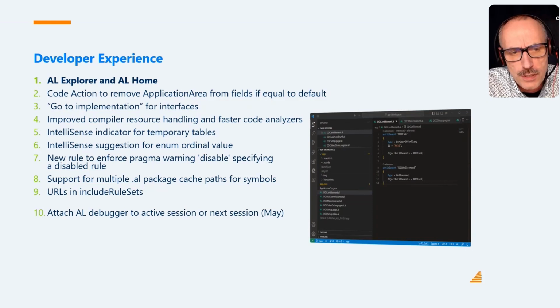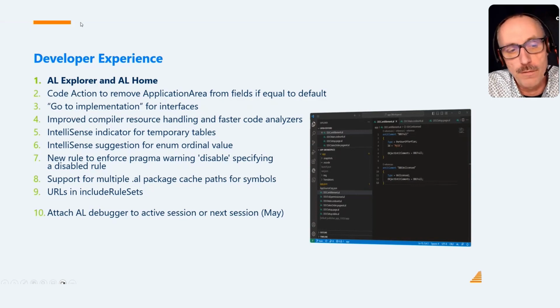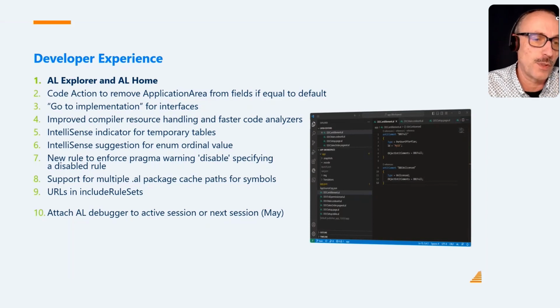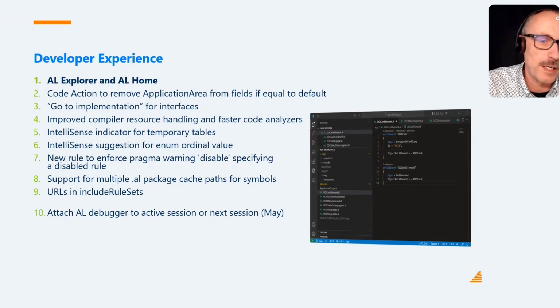A similar option is now in URLs for include rule sets. Rule sets define which rules you will or will not use in your development environment. And now by defining them in a URL, you can share these rule sets with several developers. So if you have a rule that you want to disable or to use for all of your developers, you can just define it in a place that can be reached through a URL, and then all developers will be able to use that same rule set instead of defining it themselves.